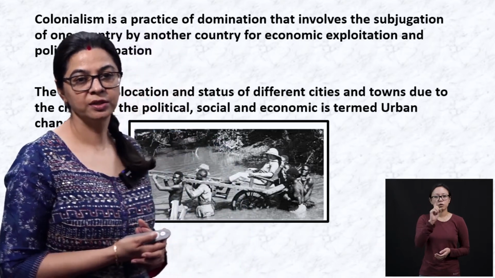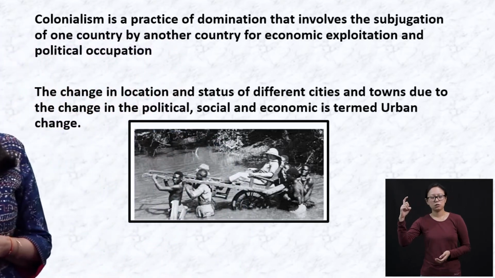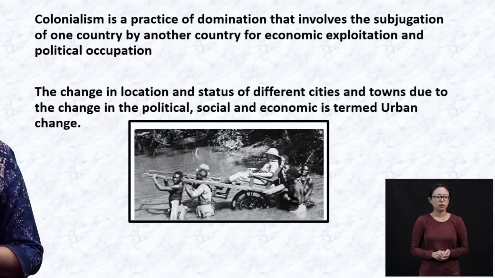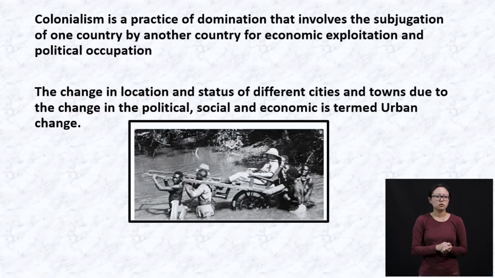The change in location and status of different cities and towns due to the change in the political, social, and economic conditions is termed as urban change. So we are going to find out the kind of urban change that happened while the Britishers were ruling us.